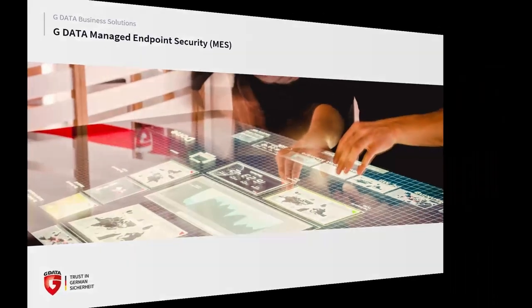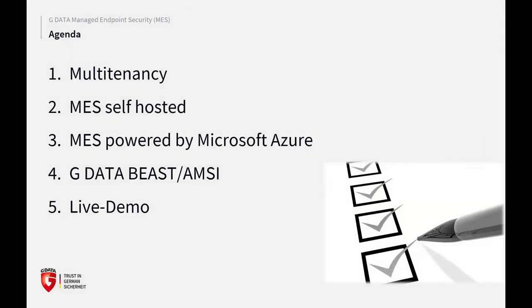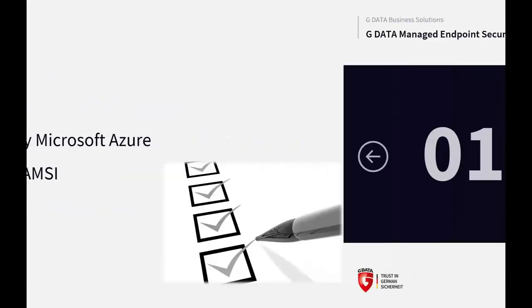Today we want to focus on a couple of points. Here's our agenda. Once again, I would like to explain the concept of multi-tenancy. Then, as the next point, I want to focus on managed services. We have two different ways to have managed services served to our customers. It can be done self-hosted, and the second is in the cloud. We have a strong partner behind it: Microsoft Azure. And before we get to the live demo as our fifth point, I would once again focus on our latest protection technologies, Beast and AMSI. I'll also show how they work in the live demonstration.